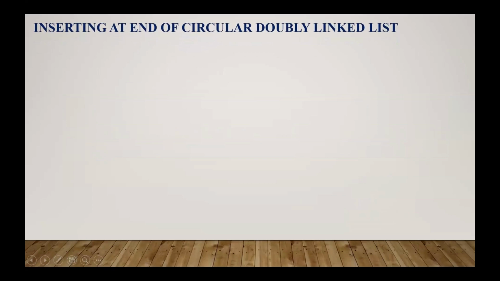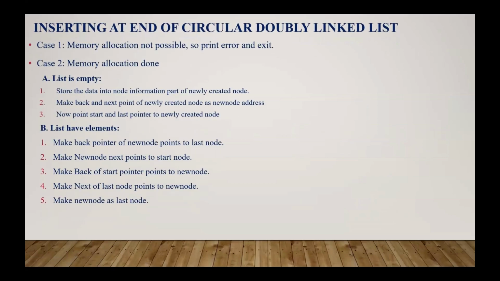So this is the algorithm for how to insert at the end of the circular list. There are two possible cases. First, whenever we want to insert data, we have to allocate some memory. At that time, memory may or may not be allocated. In most cases memory is allocated; it is very rare that memory is not allocated. But anyhow, in our case, if the memory allocation is not possible, we simply print an error message and exit. Otherwise, memory allocation is done, then we have to put the node at the end of the linked list.